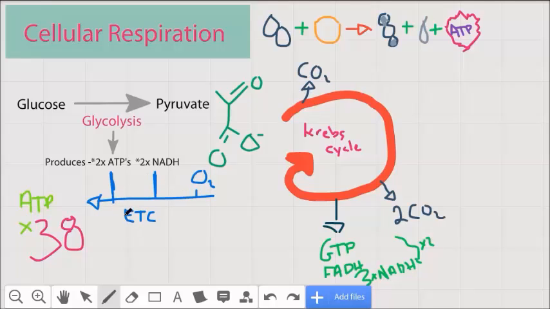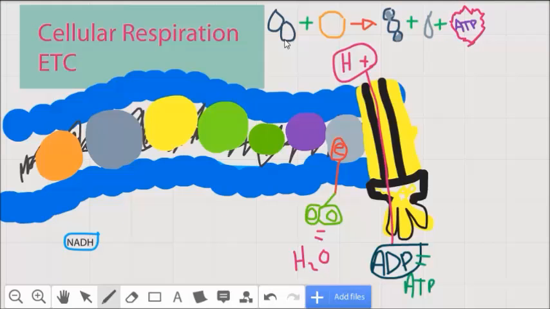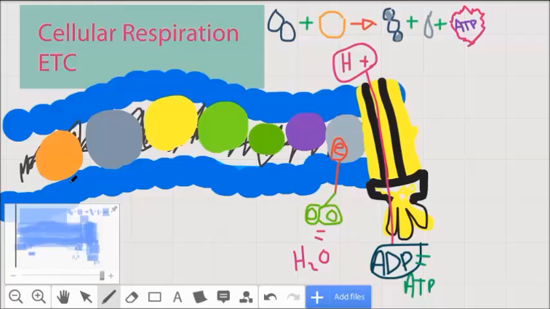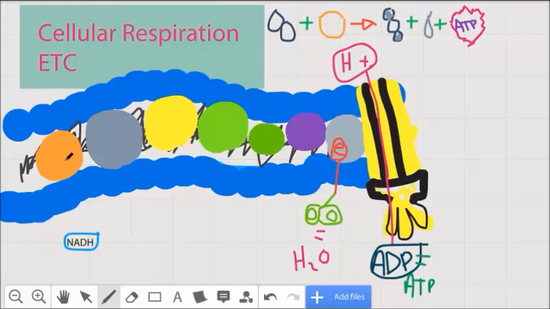The ETC creates 34 ATPs. This is the biggest part of the process. Okay, this is a bacteria cell membrane. It consists of 7 electron carrier proteins. They shuttle NADH to oxygen. NADH transfers protons and electrons to this membrane.